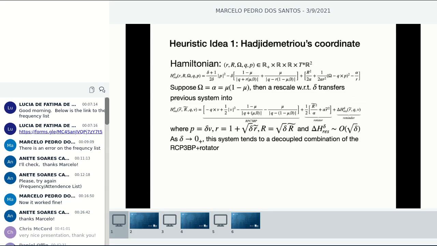So basically, the new system becomes a decoupled system of the RPC three-body problem and a rotator. Also, there is a remainder part. The remainder part is of the order square root delta. So as delta turns to 0, the remainder part will disappear. So basically, this system becomes totally integrable.